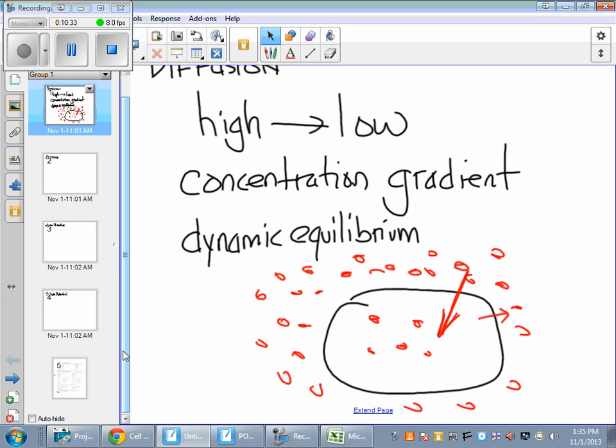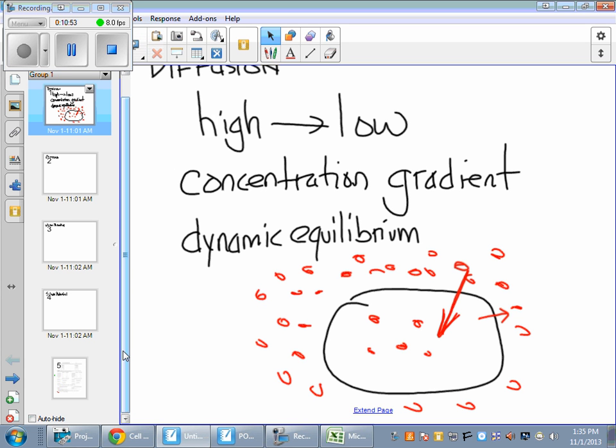Facilitated diffusion. Because it needs the facilitation, the assistance of a protein in order for that to happen. On that, exactly the same. High to low concentration goes with the gradient until you reach equilibrium. But again, in most cases, we're going to prevent equilibrium from ever being achieved.